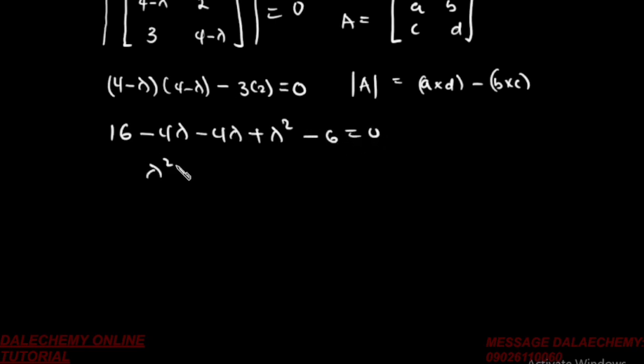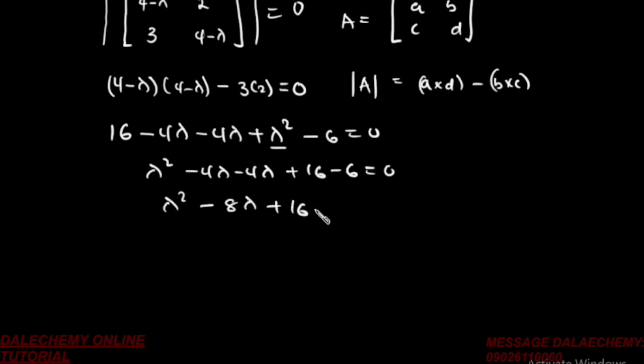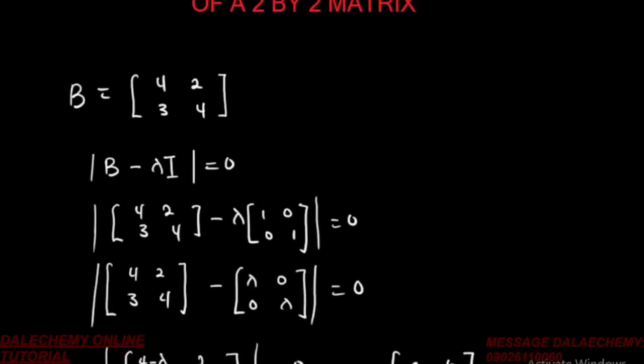So we are going to rearrange. We have lambda square, then minus 4 lambda minus 4 lambda gives minus 8 lambda, plus 16 minus 6 equals 0. So lambda square minus 8 lambda plus 10 equal 0. So this is the characteristic polynomial of this matrix B as given here.